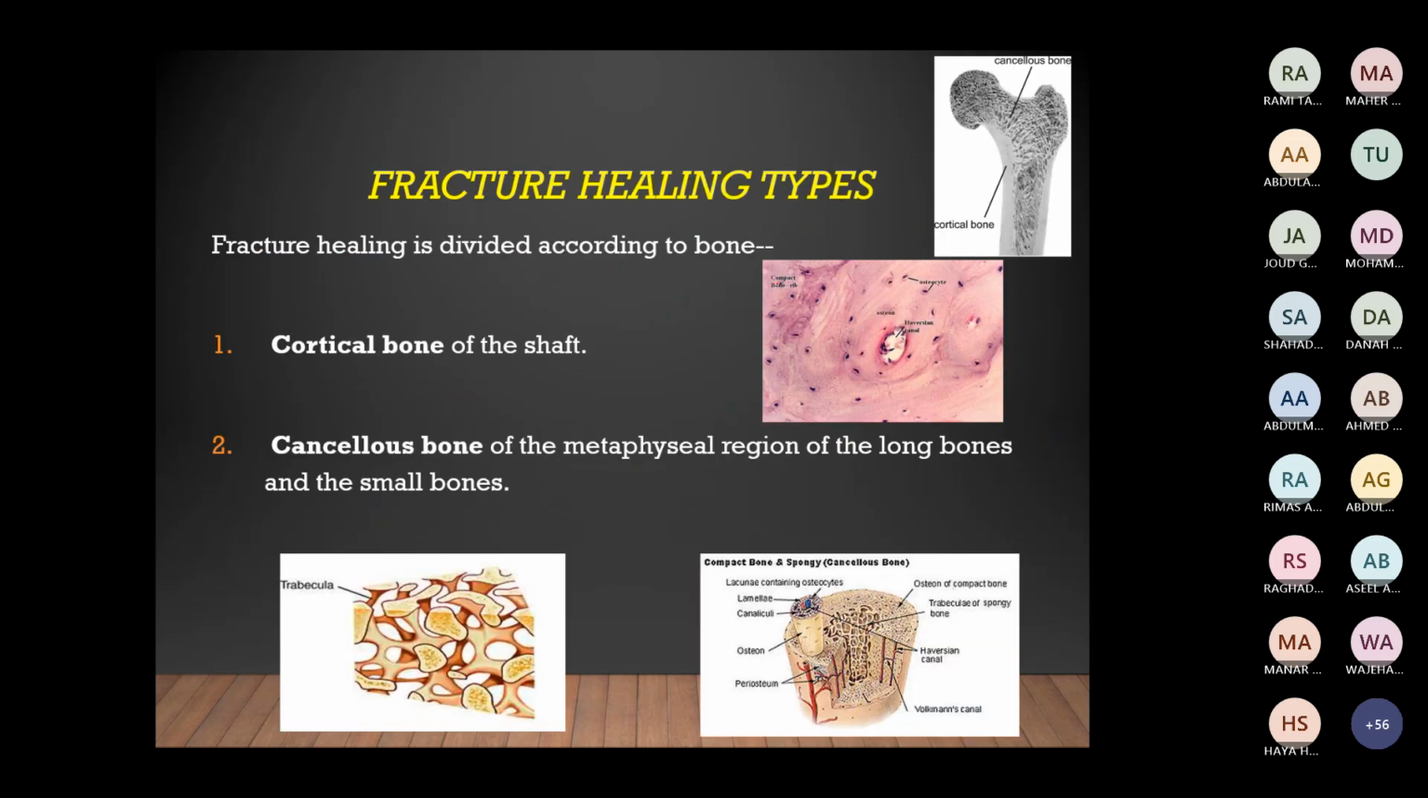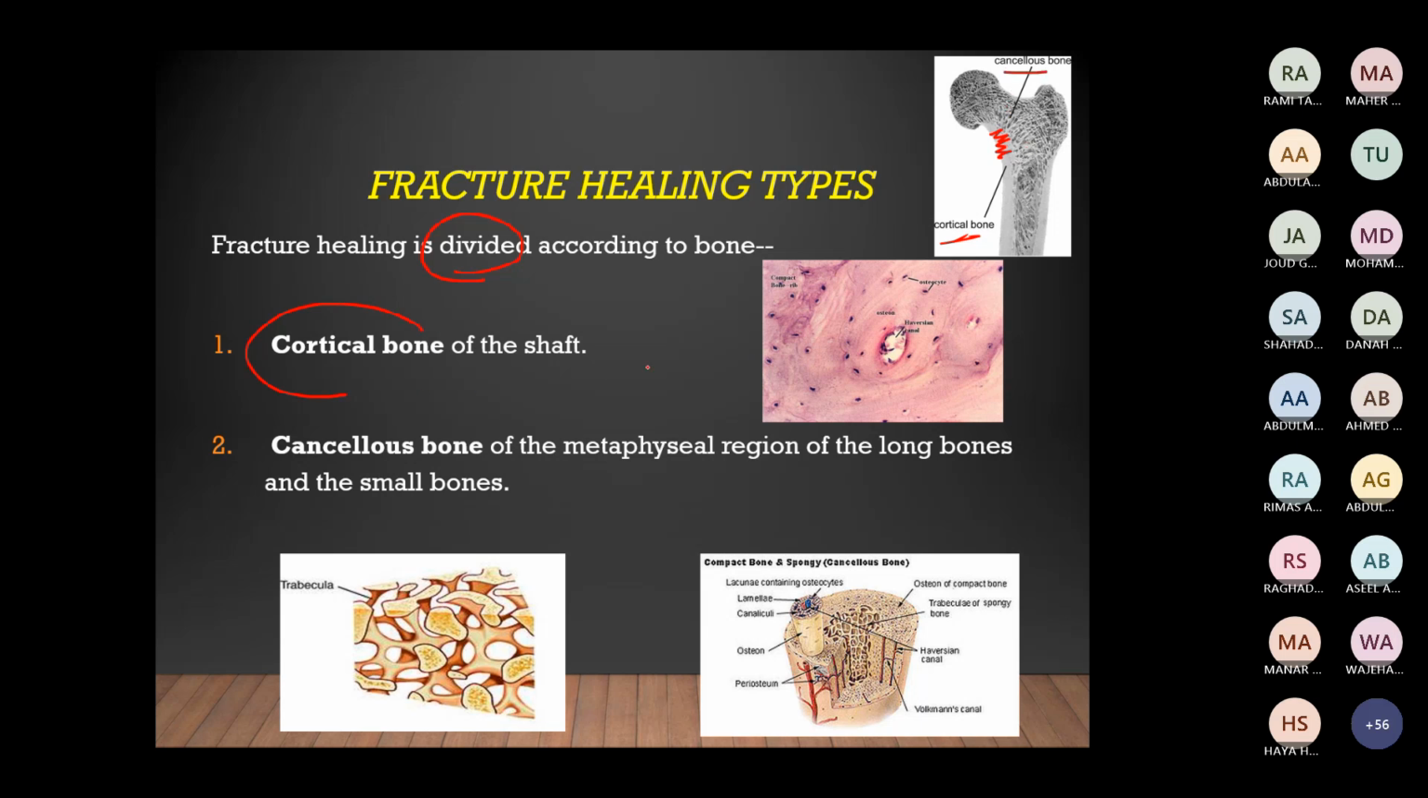Now, fracture healing types. You should know it. Fracture healing type is divided according to the bone. You know that there is a very strong bone, the cortical bone of the shaft. Now you can see over here the cortical bone. Look, the cortical bone. Look. And this one is not as strong, this is called cancellous bone.